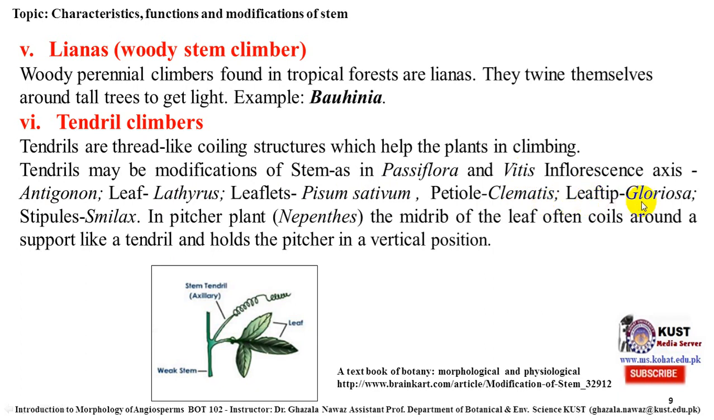They arise from leaf tips, for example in Gloriosa, or even from the stipules, for example Smilax. And what is a stipule? You all know that a stipule is a small leaf at the axil of which a normal leaf arises. Another interesting example is the pitcher plant. In pitcher plant, the midrib of the leaf often coils around a support like a tendril, and it holds the pitcher plant in a vertical position. So these are different types of climbers.